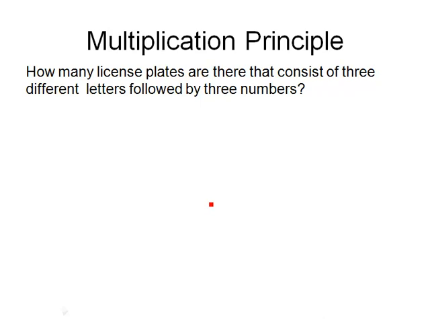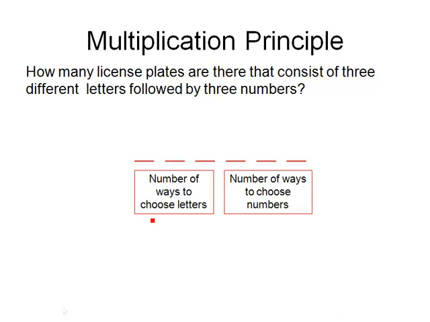Now let's change the problem a little bit. How many license plates are there that consist of 3 different letters followed by 3 numbers? So this means the first 3 letters cannot be the same, but the second 3 numbers can be the same. So we still have to choose our letters and numbers, 6 choices. And for the first letter, we have 26 things that we can choose from. When we go to the second letter, we've eliminated the letter that we got on the first one. So now we have only 25 things to choose from.